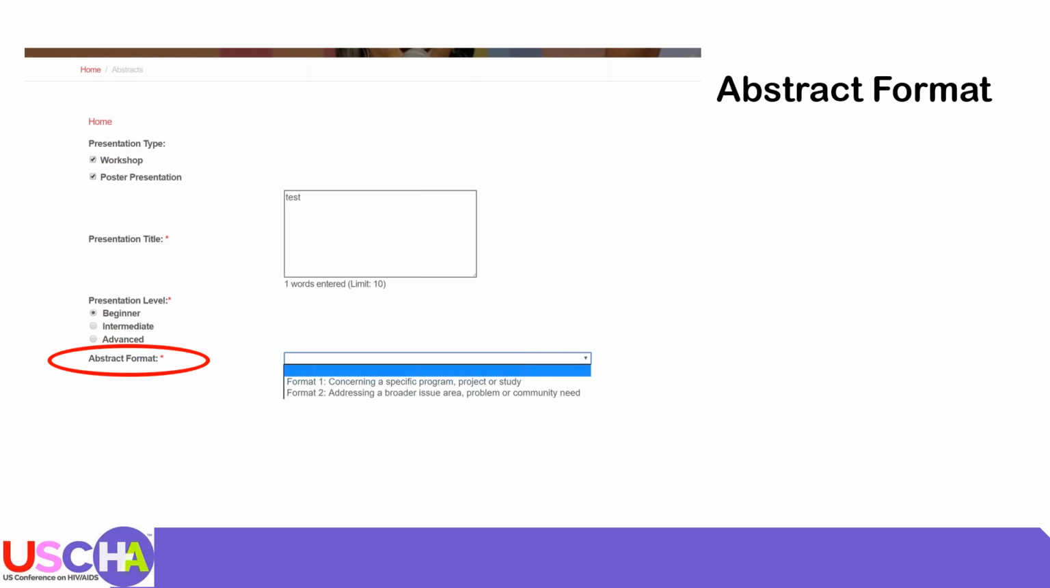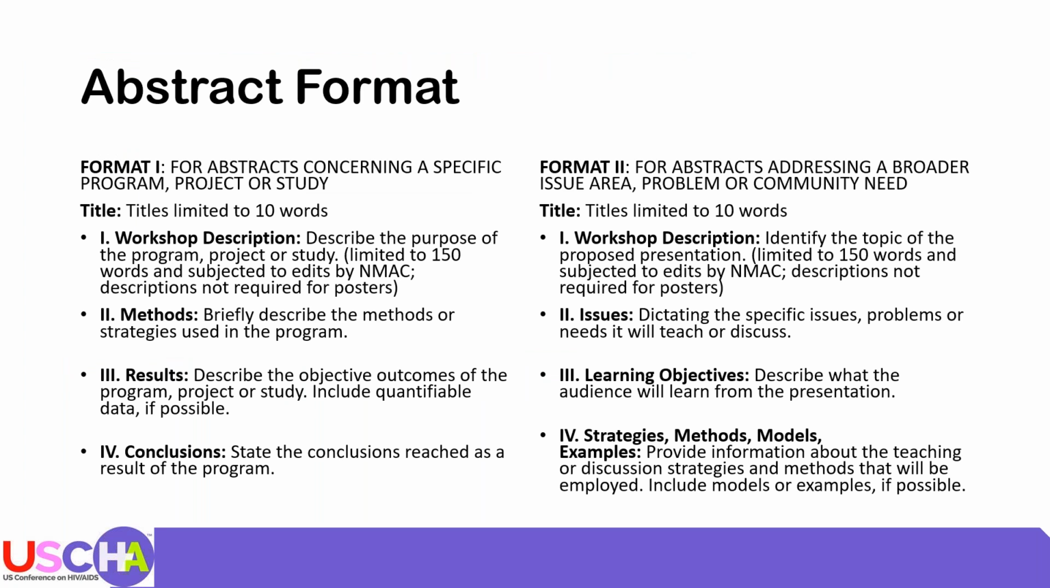An abstract format. We offer two various formats. One is concerning a specific program, project, or study. Format 2 is addressing a broader issue, area, a problem, or community need. This information is on our website, but these two formats work in very different ways. Format 1 is usually very scientific. You see most of our poster presentations are submitted under Format 1 because it gives a lot of straightforward data.